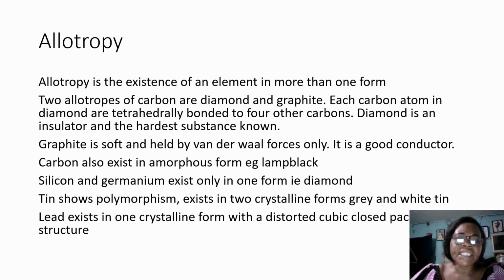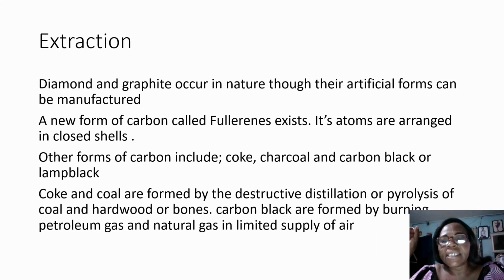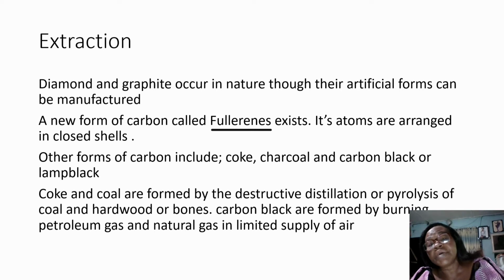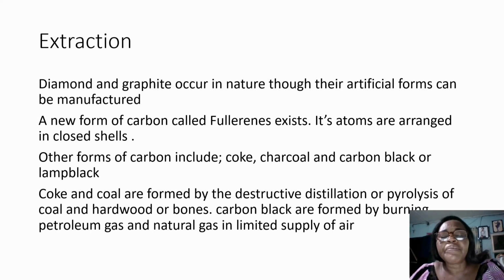Tin shows polymorphism and exists in two crystalline forms, the gray and the white tin. Lead exists in one crystalline form with a distorted cubic close-packed structure. How are these things extracted? That's extraction. Diamond and graphite occur in nature, though their artificial forms can be manufactured. A new form of carbon known as fullerene also exists. We treat it further when we move up.